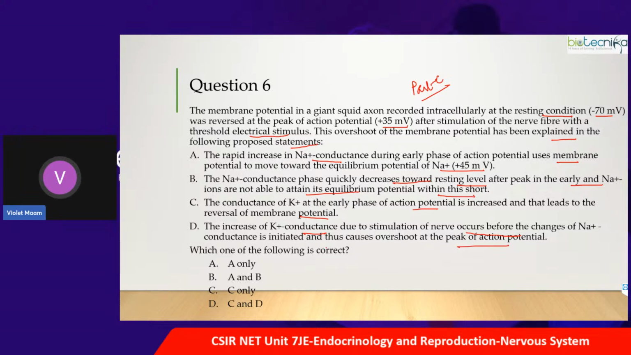So you have to find out which one of the following is correct. You can read again, think properly, and try to answer.